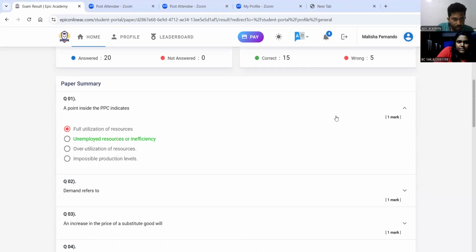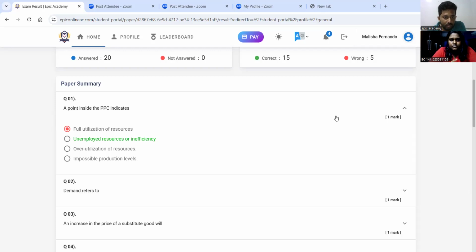Right. A point inside the PPC curve. So then you have to identify the inside. Inside always represents the attainable region. Outside represents the unattainable region, where we cannot produce goods and services at that point. But inside you can produce. The maximum possible output is represented by the curve line.